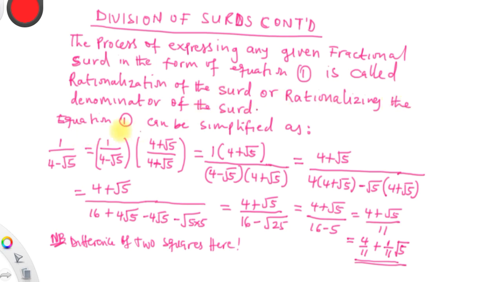Equation 1 can be simplified. In the previous video, this was the given set, which is 1 over 4 minus square root of 5, equal to 1 over 4 minus square root of 5, then times what? The conjugate of this, which is 4 plus square root of 5 divided by the same conjugate, so that this and this will cancel, you get 1 times the original. So the process of expressing any given fractional set in this form is what we call rationalizing the denominator, or rationalization of sets.